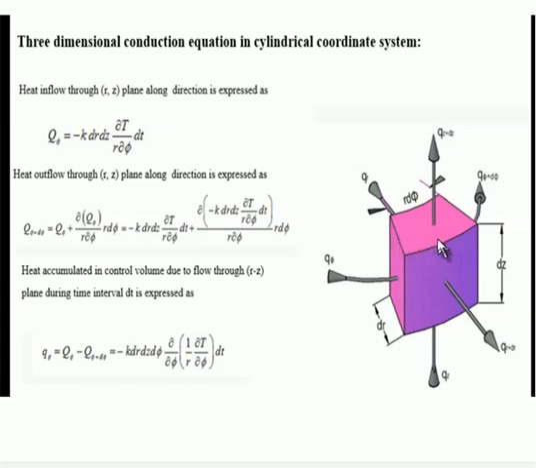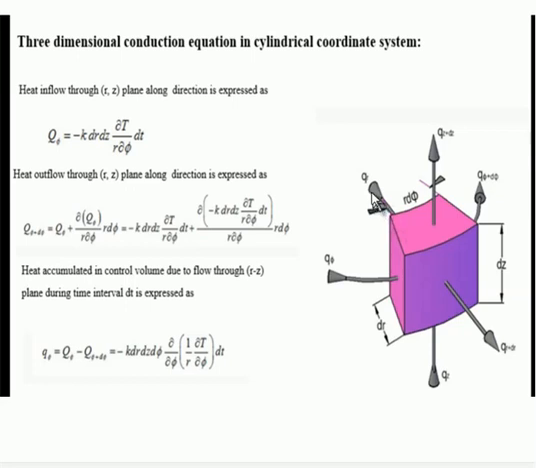Here, if you project this element, it will take a cylindrical form. So this is the Q phi, the heat conduction. It enters here and leaves here as Q phi plus d phi. Here it is Q z. It enters in this direction and exits from this face, that is Q z plus dz.